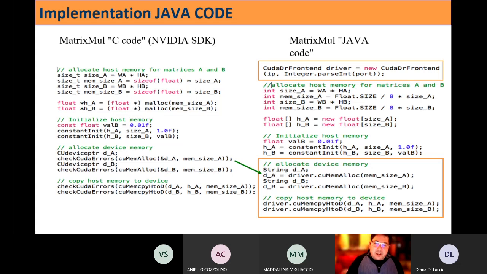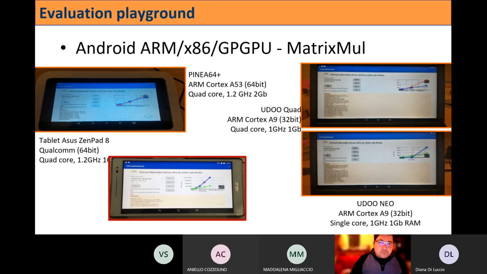And on the right is exactly the same code, but using the Java SDK developed for GVirtuS. In this case, the virtualization, of course, is not transparent. In this case, you have to use a programming model to use the GPU on an Android device. And this is what happens.